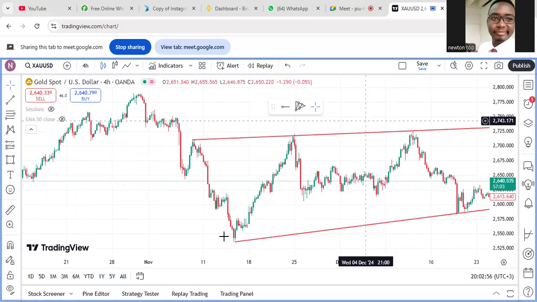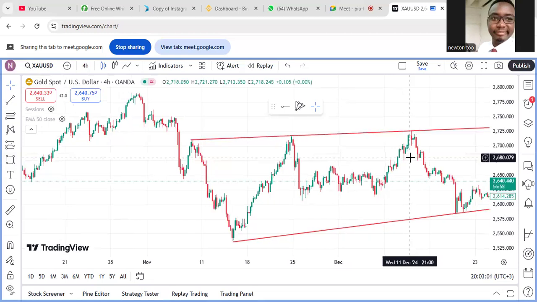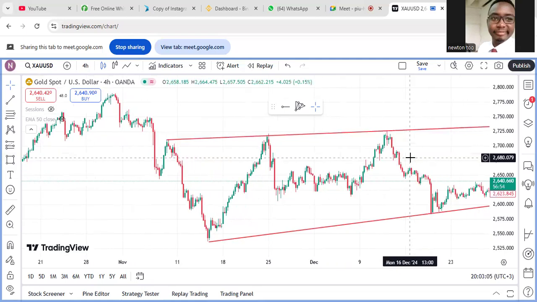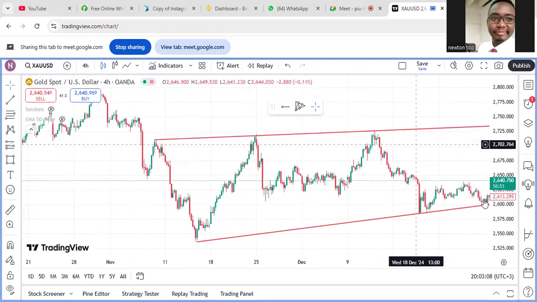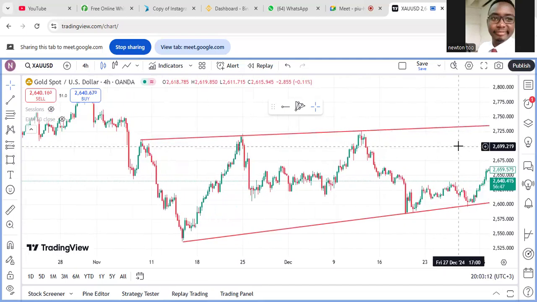See this one? Your first touch, then the second touch. On the third touch, let's check together. That's how the market is moving. Then we just wait for the bounce moving up. You can see this is where we could have entered on the third touch. Then boom, the market went up.